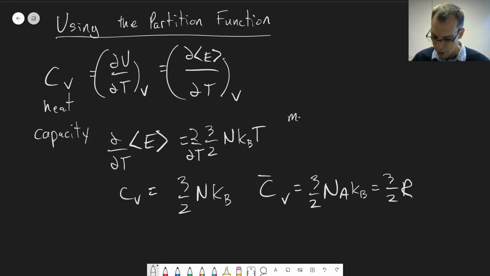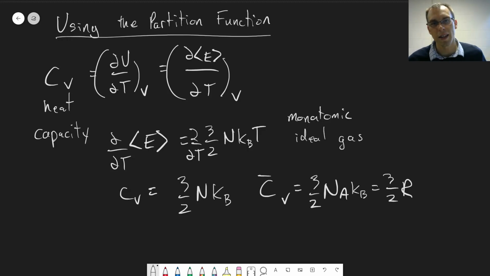And this is specifically for a monatomic ideal gas, because that's the partition function we were looking at before. This is exactly the same heat capacity we would expect via classical physics for a monatomic ideal gas. So we get a 1/2 R contribution to the heat capacity for each dimension: x, y, and z. If we can calculate this average energy, we can use this relationship to also get to heat capacities. If you have more complicated expressions for the average energy of your system, you'll get more complicated expressions for the heat capacity.